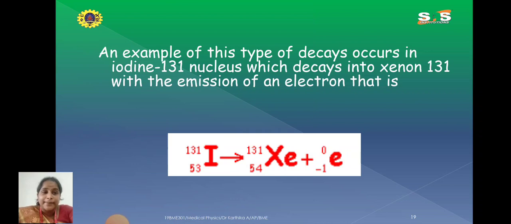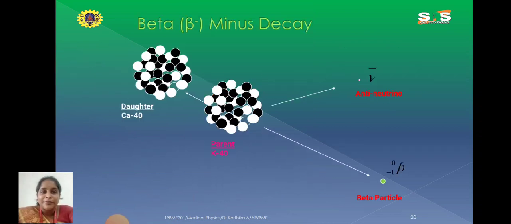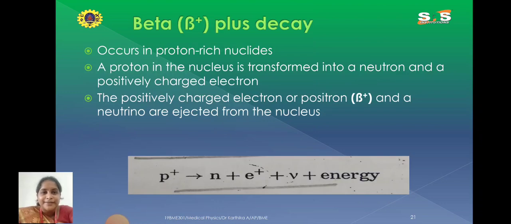Here we have an example. An example of this type of decay occurs in the iodine 131 nucleus, which decays into xenon 131 with the emission of an electron. That is represented here. Then see this one for beta minus decay. Here we have a parent and daughter, and the output is an antineutrino. We also have beta particle emission here.